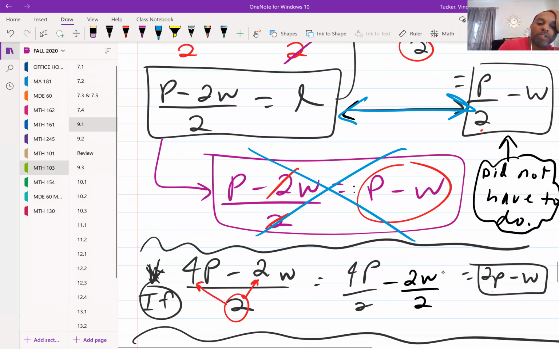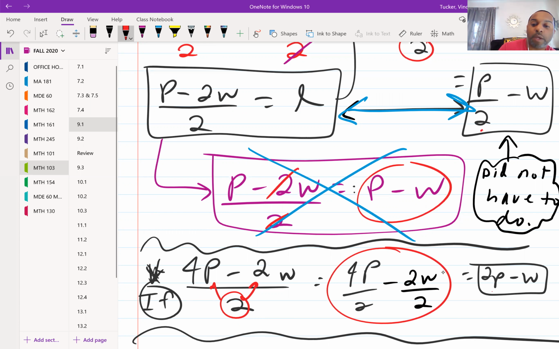Down here, this is a scenario in which you would have to reduce, and they would be expecting you to do so. This is just a random example. That's why I put here "if": if you had 4p minus 2w over 2. Like I said, the 2 in the denominator has to go to each term. So in order for me to break it down further, this 2 has to go to each term, and that'll leave me with 4p over 2 minus 2w over 2. Notice the 2 can go into the 4 and into that 2. That's the scenario in which you will have to reduce.